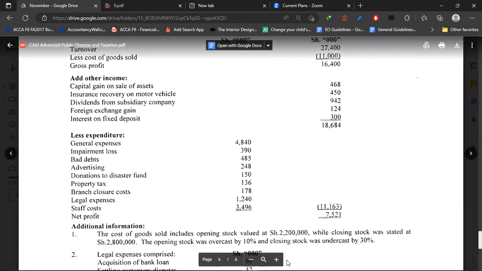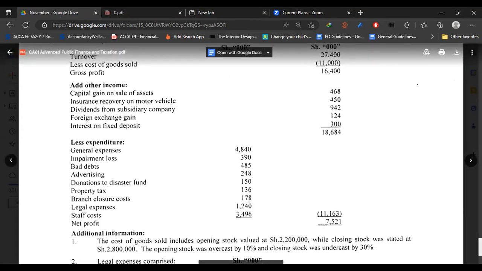Advertising 248. Donation to disaster fund 150. Property tax 136. Branch closure costs 178. Legal expenses 1240. Staff costs 3496. Net profit 11,163.